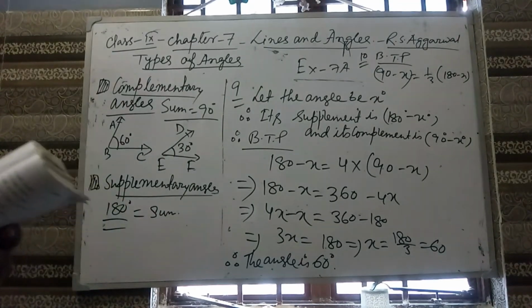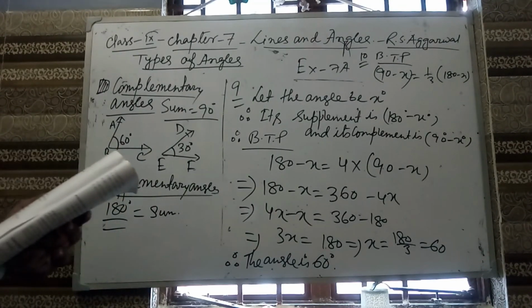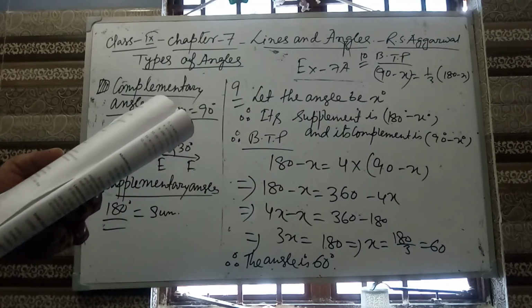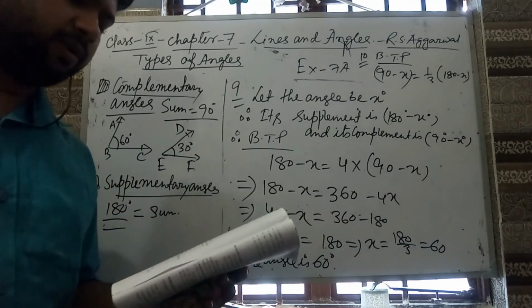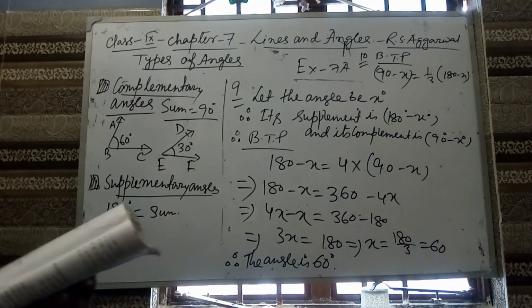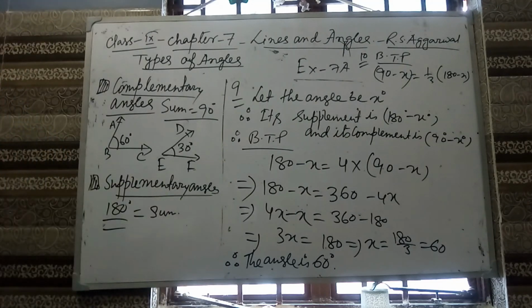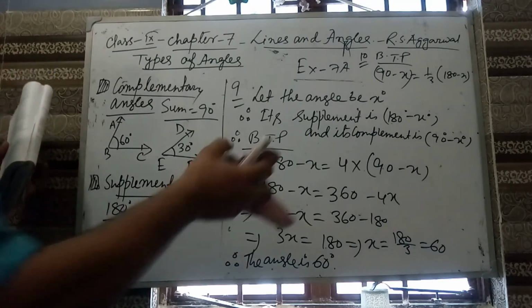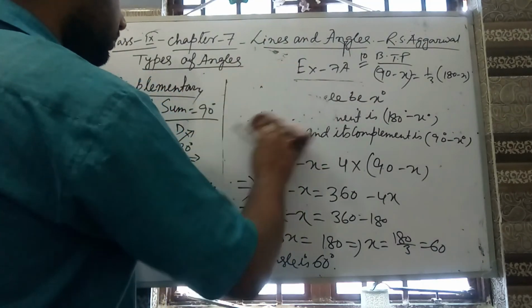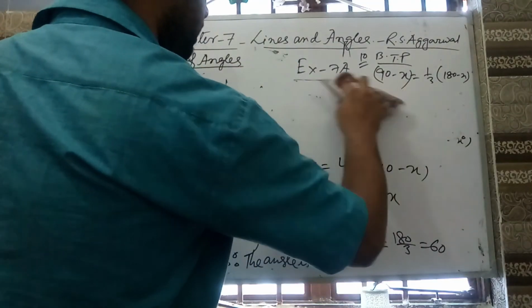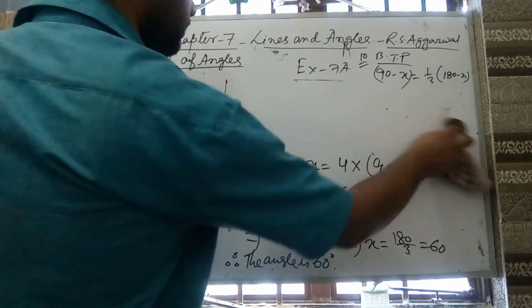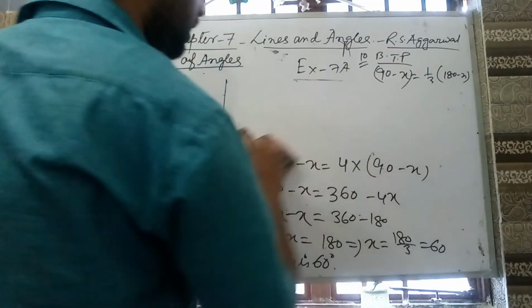Our next question is, two complementary angles are in the ratio 4:5. Find the angles. Very easy. Ratio is given 4:5. So what will be the angles? The ratio is given 4:5. Therefore the angles will be 4x degrees and 5x degrees.